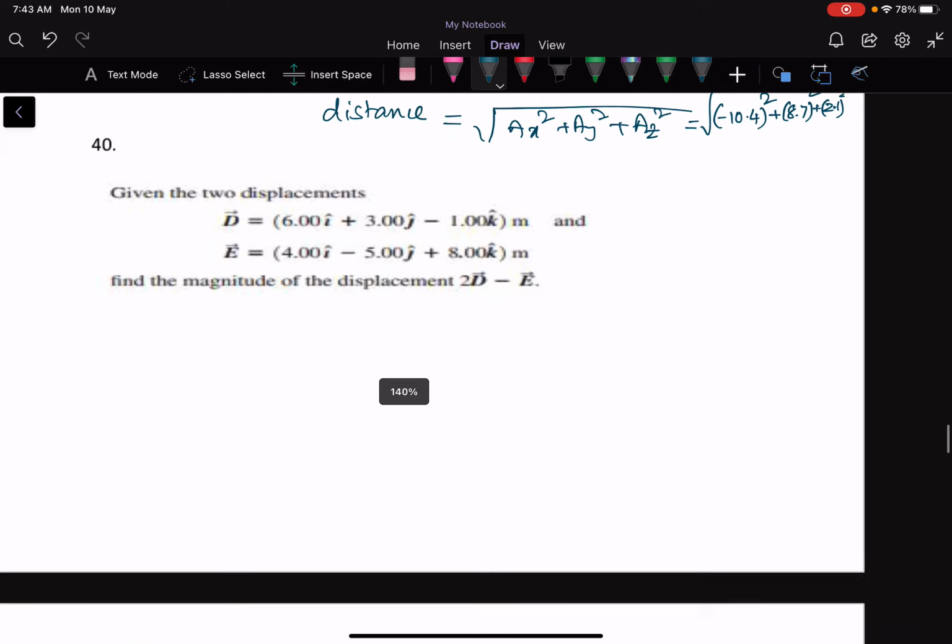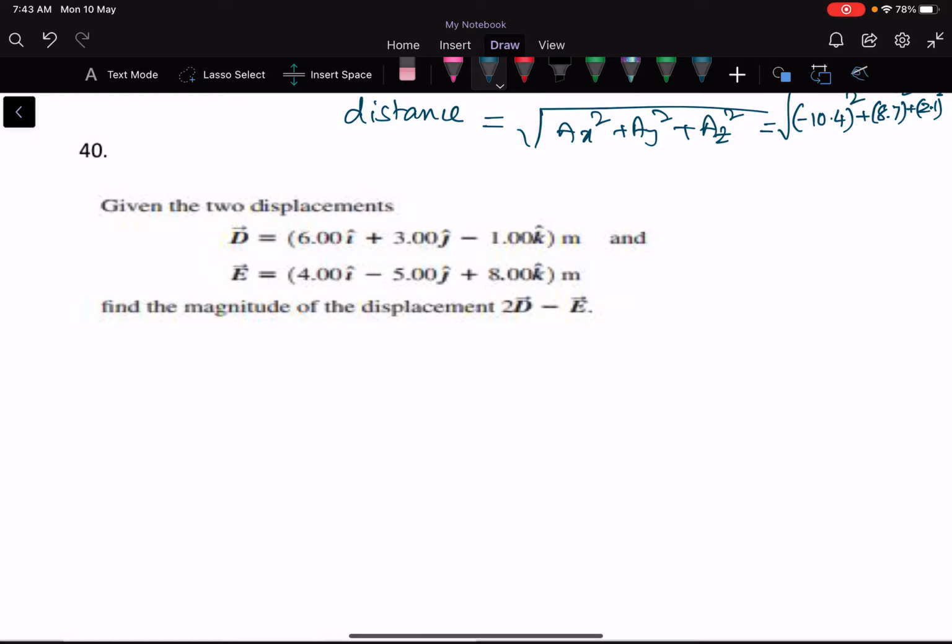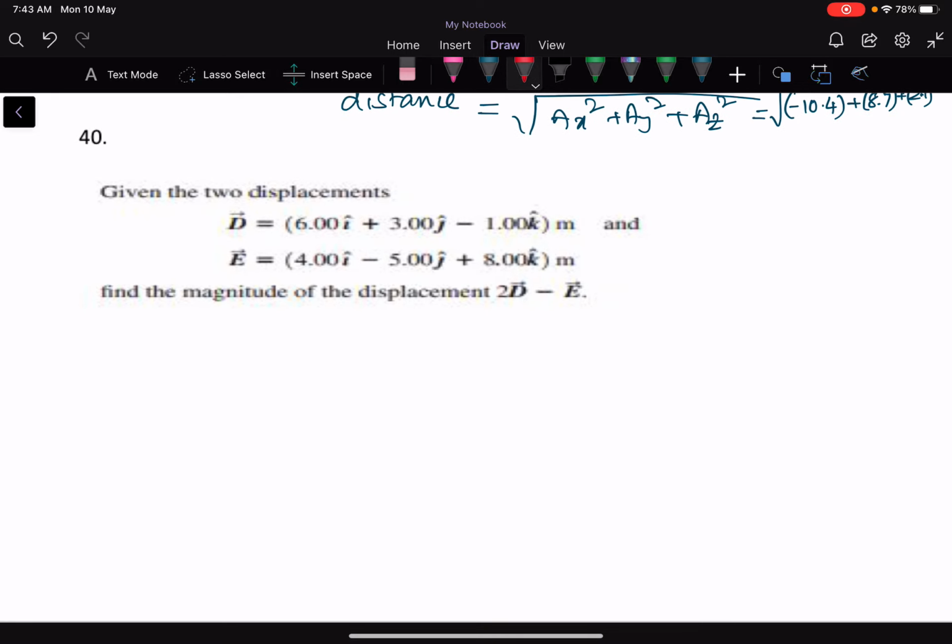Question number 40 now. D is equal to 6i plus 3j minus 1k, and E is equal to 4i minus 5j plus 8k. Find the magnitude of the displacement 2D minus E. So here I am making 2D minus E, that equals 2 into D, which is 6i plus 3j minus k, minus E. E is 4i minus 5j plus 8k.